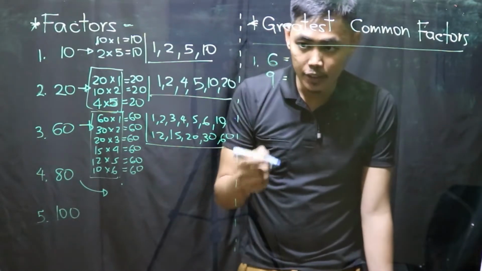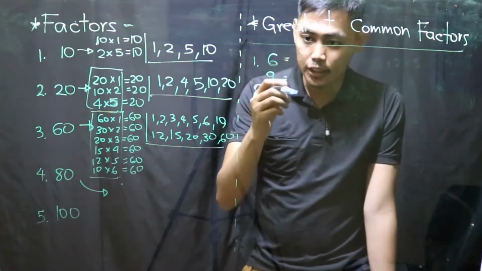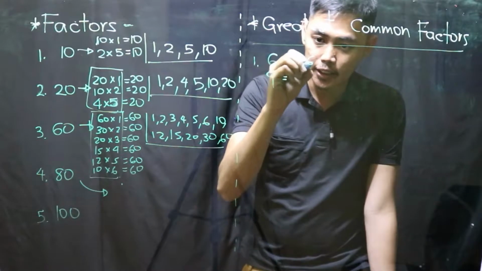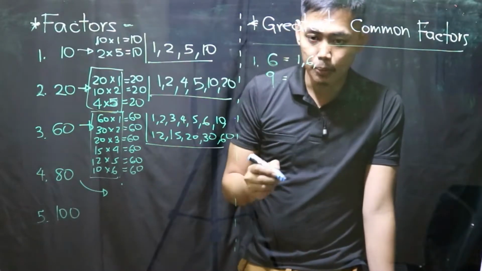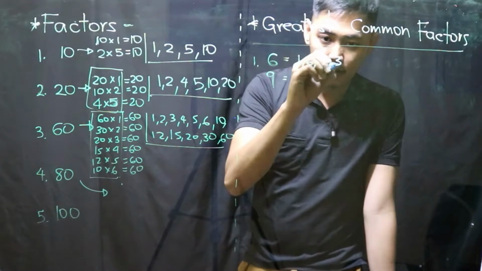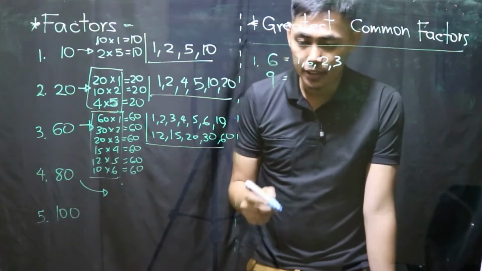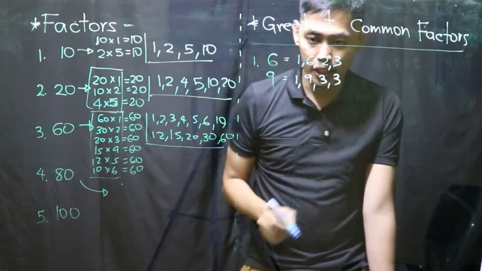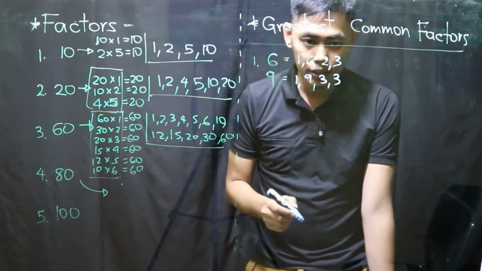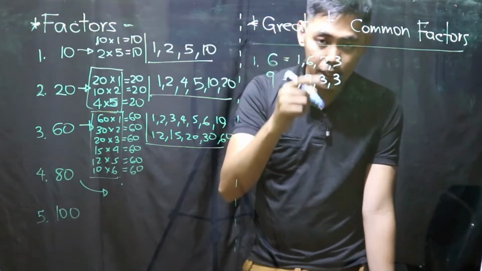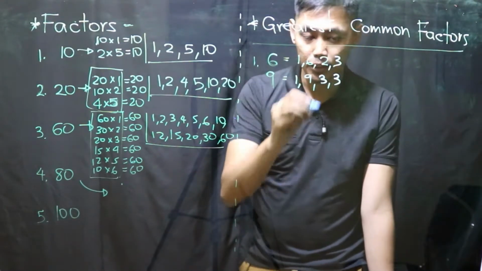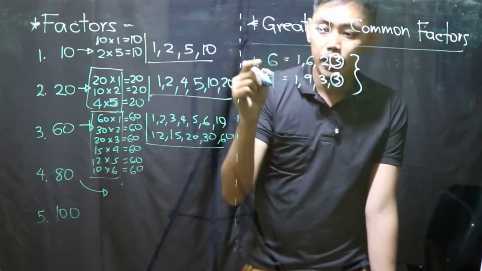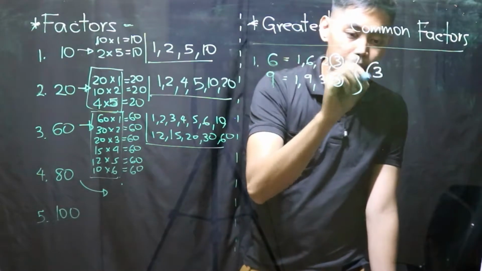Let's write down the factors of 6. 6 can be 6 times 1, so we have 1 and 6. 6 can also be 2 times 3, so we have 2 and 3. Next, 9. 9 is 1 times 9 and 3 times 3. So what is the biggest number if we compare them? The greatest common factor. The answer is 3. So the greatest common factor of 6 and 9 is 3.